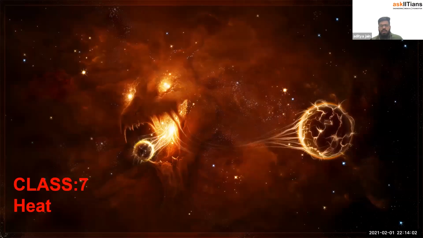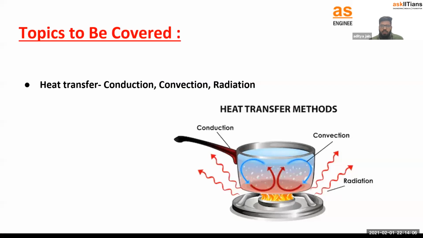So we are starting the second lecture of heat. What are we going to study today? We are going to study the methods of heat transfer. I have already told you what heat transfer is. I have given you the basic idea that heat transfer always takes place from the hot body to the colder body, and it can take place by 3 methods: conduction, convection, and radiation. We are going to see these 3 methods in detail in today's lecture.